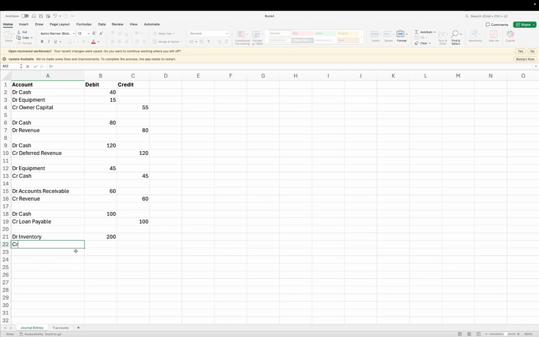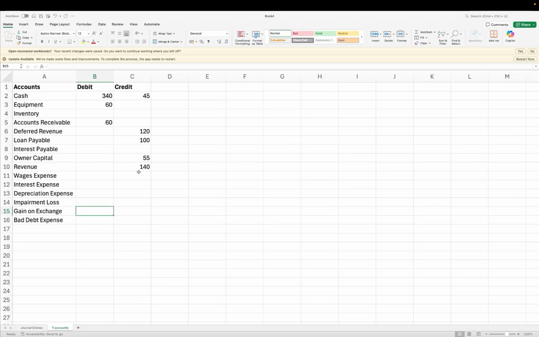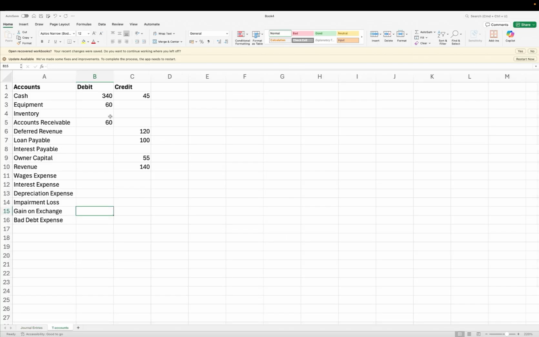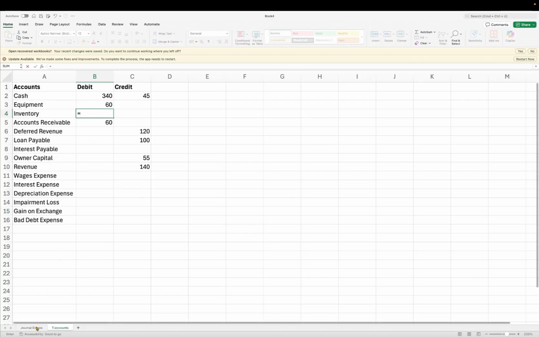Again, we've got this revenue part. Revenue increases equity, right? And equity increases with credits. So credit revenue for 200. Great. Now post the debit portion of the seventh transaction to the ledger. The journal entry shows 200 for inventory. Here we've got nothing, and let's put them together.